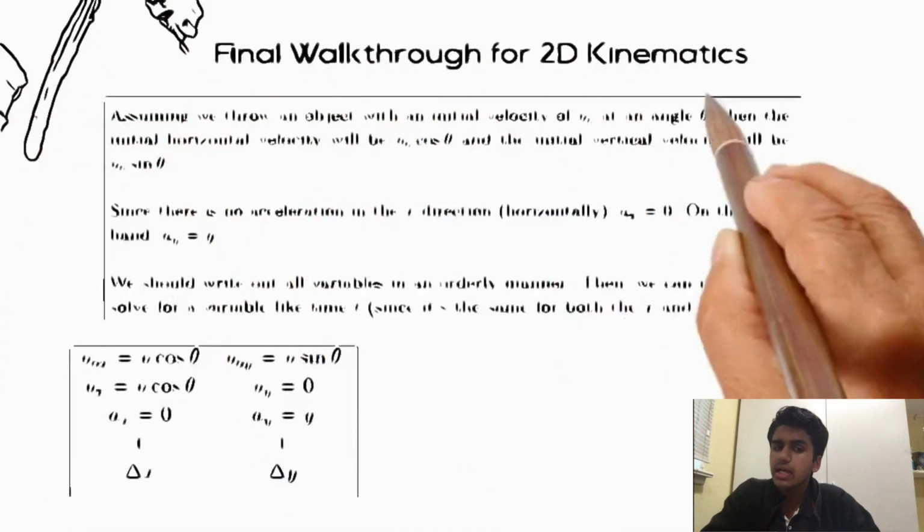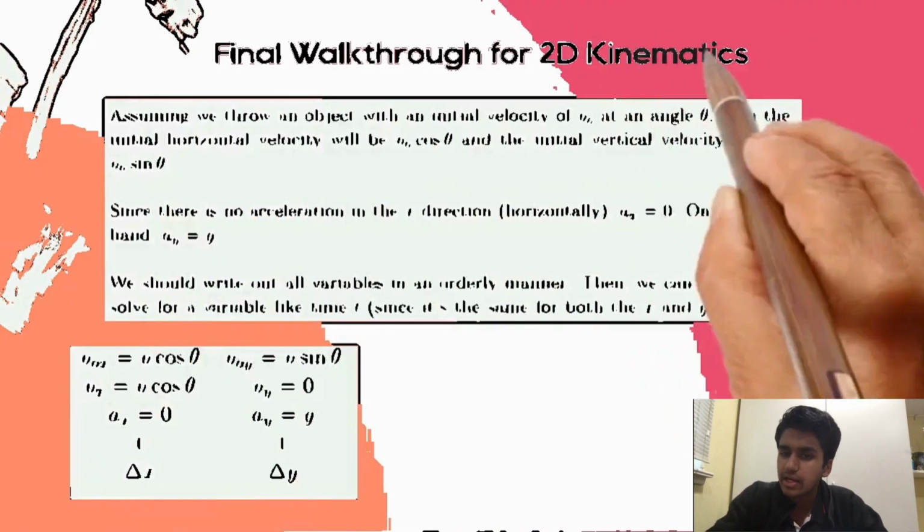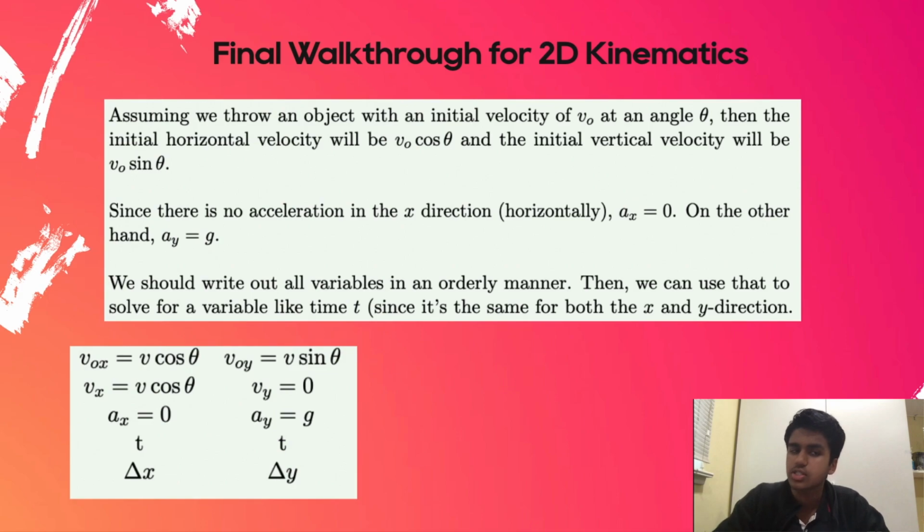So assuming an object is thrown with an initial velocity of v0 at an angle theta, then the initial horizontal velocity is v0 cosine theta and the initial vertical velocity is v0 sine theta. And in almost all 2D kinematics problems, there will be no acceleration in the x direction, which means that the horizontal velocity is constant.